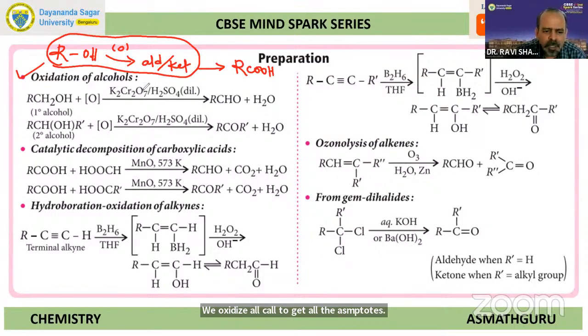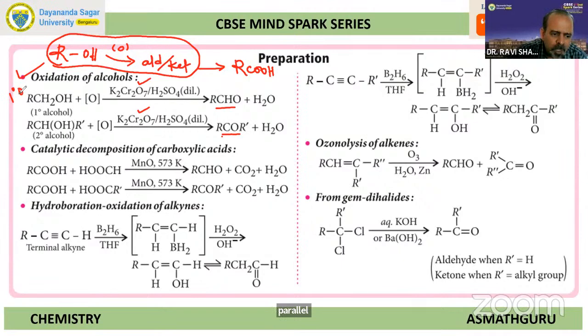How to do it? We can use an oxidizing agent, such as potassium dichromate, or any kind of strong or weak oxidizing agent. Alcohol undergoes oxidation to form aldehydes, and secondary alcohol undergoes oxidation to form ketones. Always remember, primary alcohol always gives aldehyde, secondary alcohol always gives ketone.